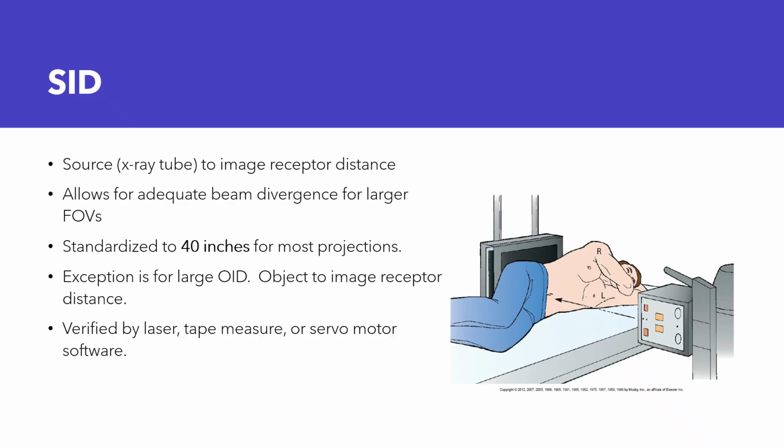Modern equipment also has exposure lockouts for abnormal SIDs. So if you're not at 40 or 72, which is the exception for the large OIDs, your modern X-ray equipment sometimes doesn't let you expose. It disables the generator and the exposure switch to correct the error.